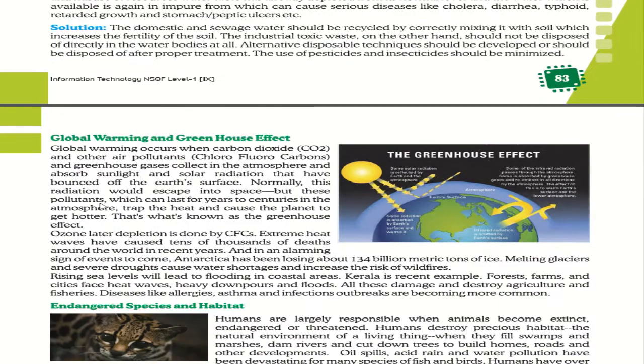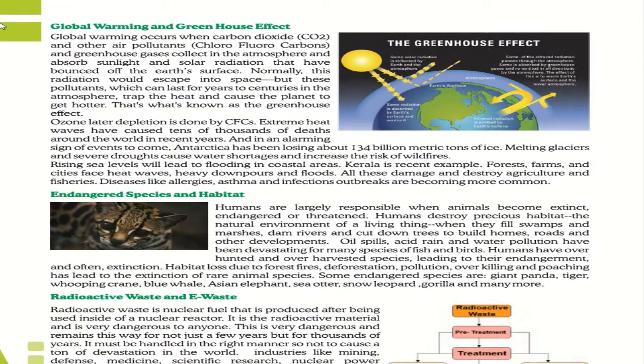Okay, now next one is global warming and the greenhouse effect. Global warming occurs when carbon dioxide and other air pollutants like fluorocarbons and greenhouse gases collect in the atmosphere and absorb sunlight and solar radiation that have bounced off Earth's surface. Normally, this radiation would escape into space, but these pollutants, which can last for years in the atmosphere, trap the heat and cause the planet to get hotter. Because of this effect, global warming and the greenhouse effect come across.